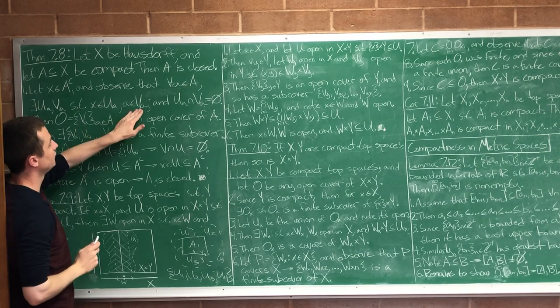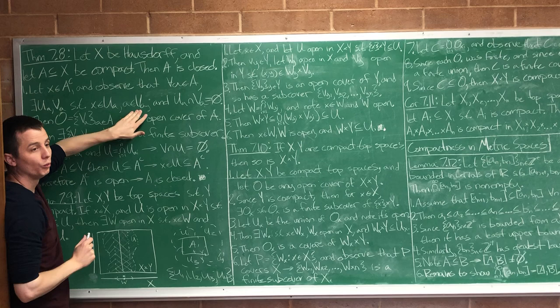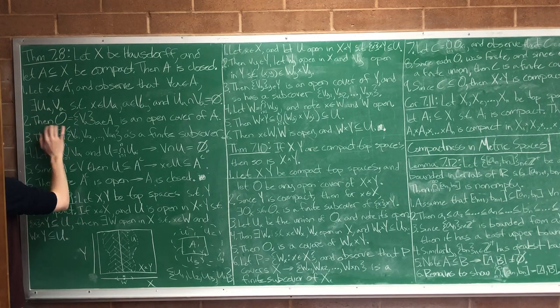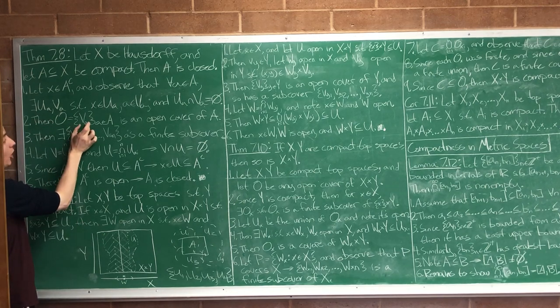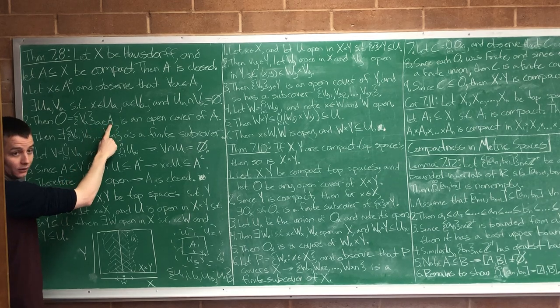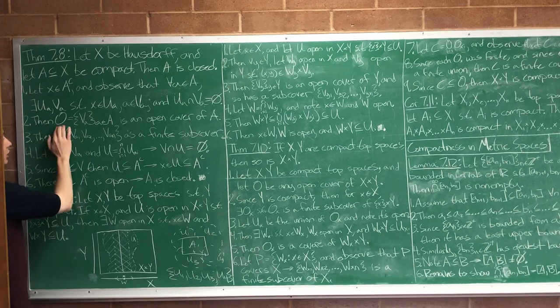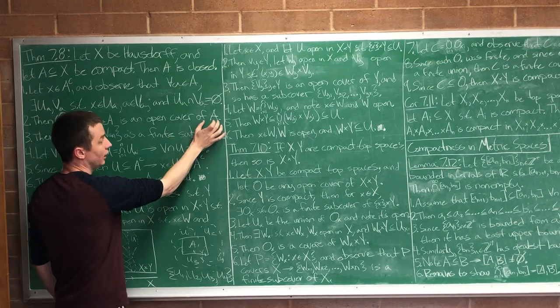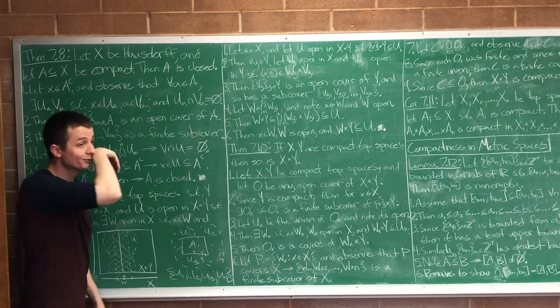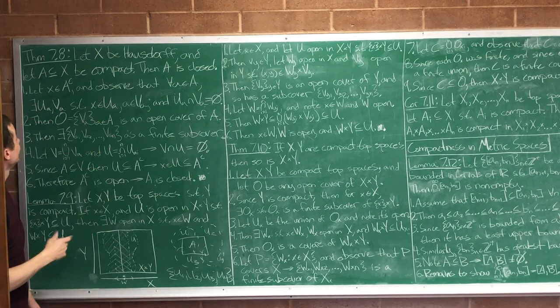So notice that my V sub little a was the open set containing little a. That would create an open cover over A. So then big O, equaling all my V sub little a's for every little a in big A, is definitely going to cover all of big A, right? So O defined this way is an open cover of big A. What do we know about big A? It's compact.